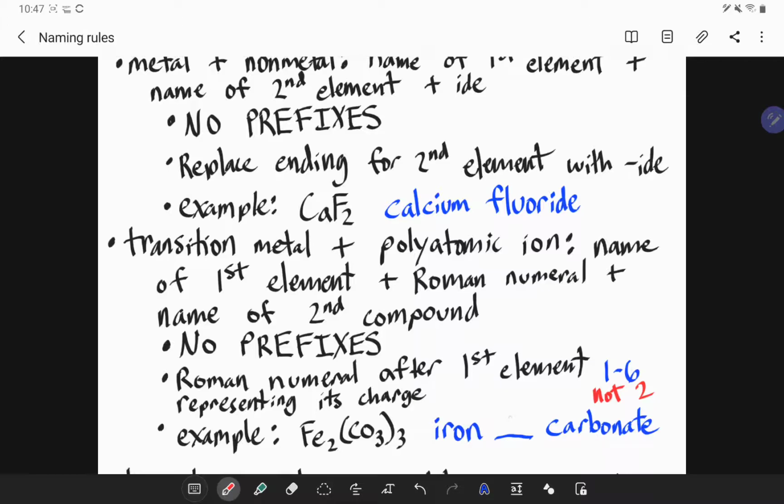So what this Roman numeral actually is, is the charge of iron. It is the charge of the element before it. So iron, the reason why we have to have this Roman numeral is because iron can form multiple charges. Sometimes it forms a positive 2 charge, and sometimes it forms a positive 3 charge. And we need to figure out which charge this iron has. And we need to describe that as a Roman numeral right after the iron. So let's look into it.